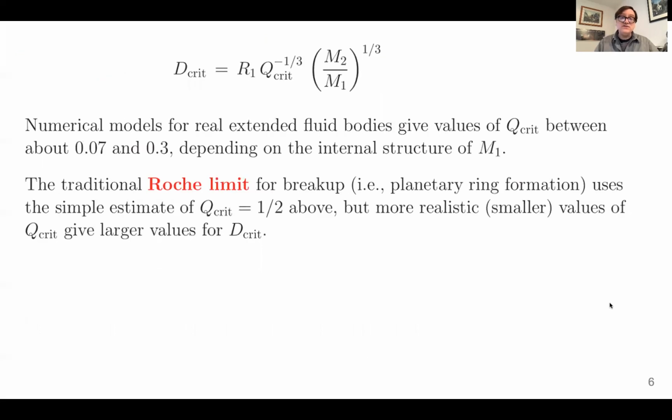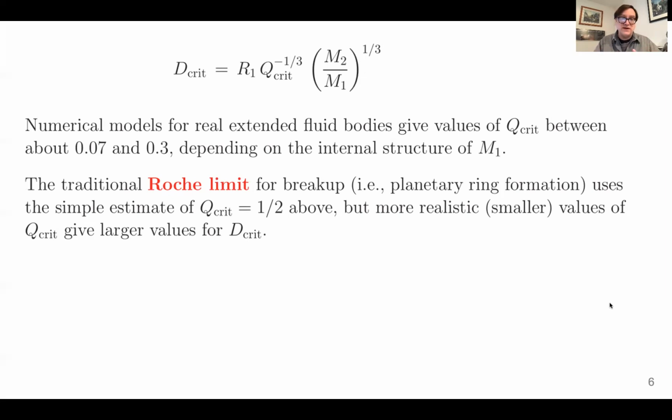Yeah, and the values of q critical that come out of sophisticated numerical models, there's a range because actual objects are extended bodies, fluid, solid type bodies. And the gravitational forces depend on the internal structure, right? You can't just assume all the mass is concentrated at the center. So these critical q values actually range between about 0.07 and 0.3, although as a standard, people often still use the 1/2 value as the traditional so-called Roche limit for the breakup of a moon as it approaches a planet and essentially forms rings like the rings of Saturn.